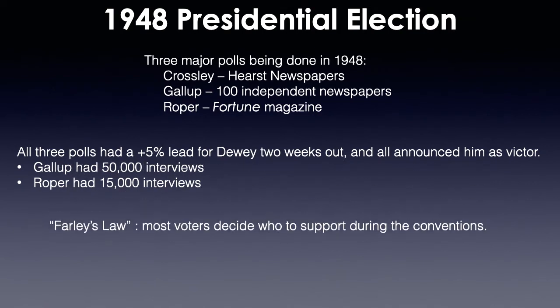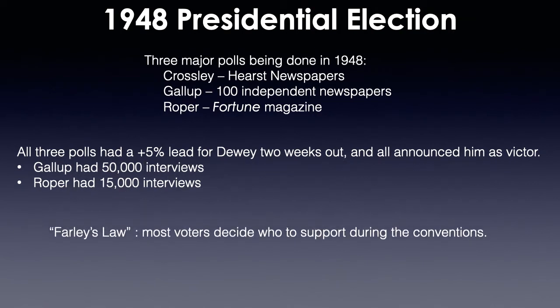At the time, political campaigns were largely centered around political conventions. Candidates did not bother traveling around the country campaigning, and the conventional wisdom was that most voters decided who to support during the conventions, because that was the only time when campaigns really took place. In fact, the conventional wisdom was known as Farley's Law, after the DNC chair James Farley, the same individual that the Literary Digest quoted in support of their 1936 poll. So with a 5-point lead in all 3 polls 2 weeks out from Election Day, the media decided the race was essentially over. Further polling was not needed.